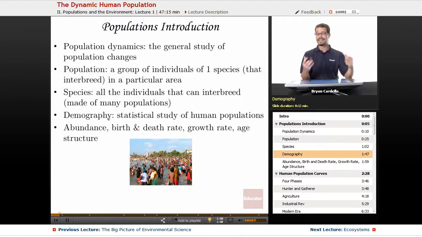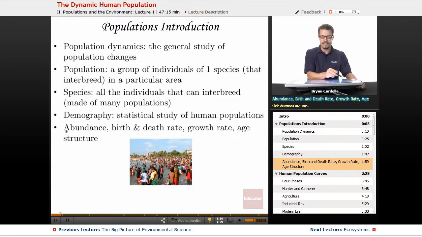Demography. You may have heard about demographics, a statistical study of human populations. Demographics can involve age groups, racial groups, etc. Abundance is about numbers. One population being more abundant than another means that it literally has more individuals. Birth and death rate are major factors in population dynamics, what will change population size over time. These two factors together, along with immigration and emigration, more on those later, will give you growth rate. And then age structure, looking at numbers of people of different age groups in a population.